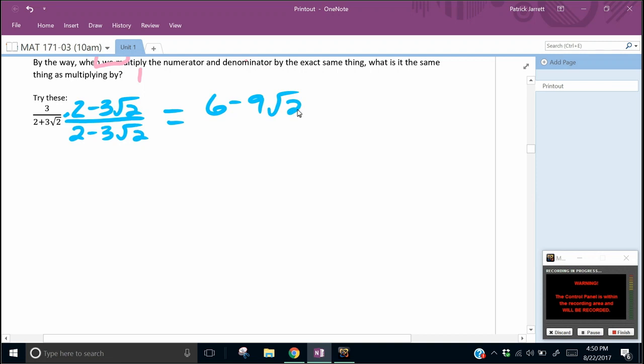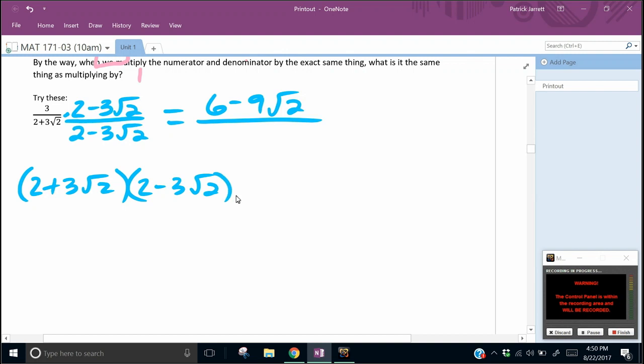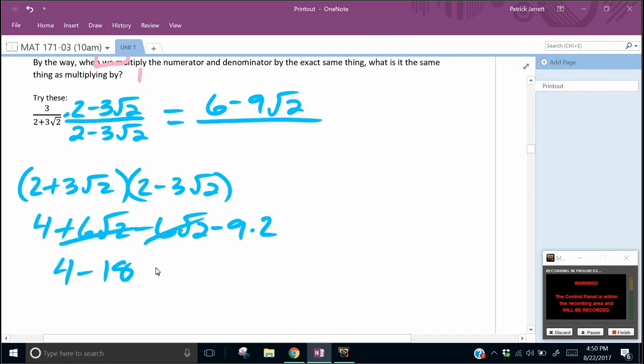Now, for the bottom, I'm just going to do this. I'm not going to need to make a grid. 2 plus 3 root 2, 2 minus 3 root 2, which is going to simplify to 4 plus 6 root 2 minus 6 root 2 minus 9 times 2. Now, those middle terms will cancel out. You have 4 minus 18, which is negative 14. So you have negative 14 here.